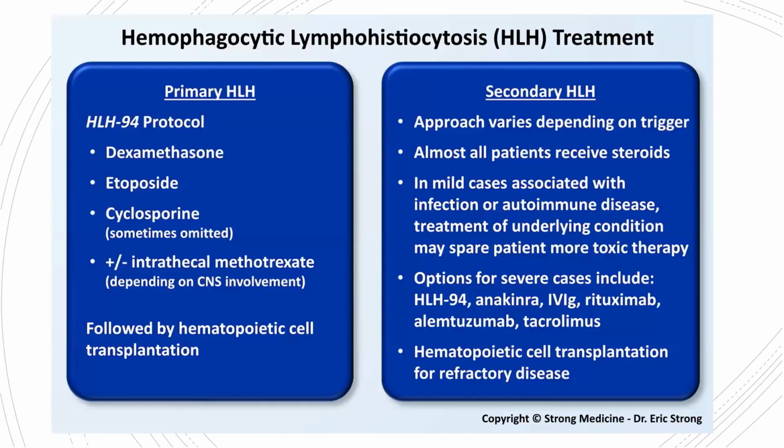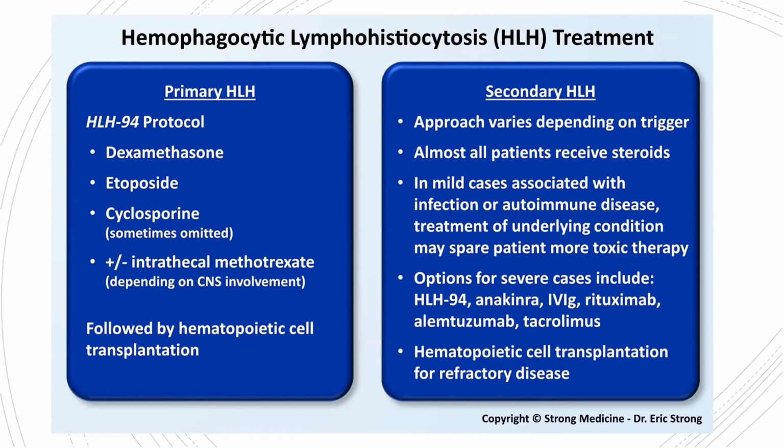Next is the treatment. This is the overview of the treatment. Basically, if it's a primary cause, many treat using the HLH-94 protocol, which comprises dexamethasone, etoposide, cyclosporine, and plus or minus intrathecal methotrexate, followed by hematopoietic cell transplantation. If it's a secondary cause, we mainly treat depending on the trigger, and basically all patients will receive steroids as well. For mild cases, we just treat the underlying condition.